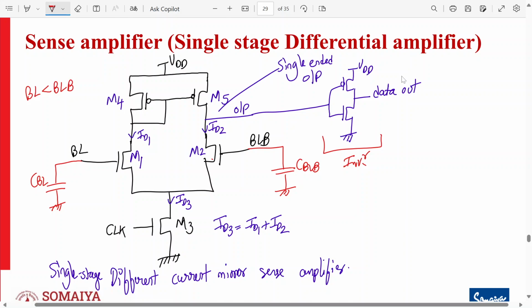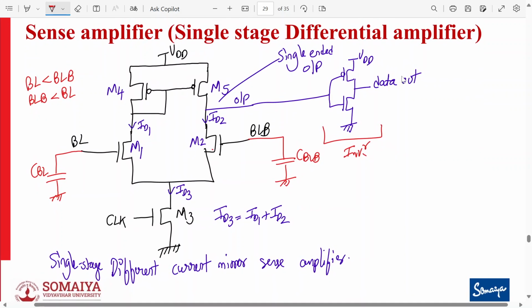Okay, and if the stored data on the selected SRAM cell forces BLB to drop slightly. Now if BLB is low compared to BL, what will happen? M2 will turn off. So therefore the output of the differential amplifier remains high. That means the inverter will preserve its logic low output level. Now, alright everyone, this is your sense amplifier.